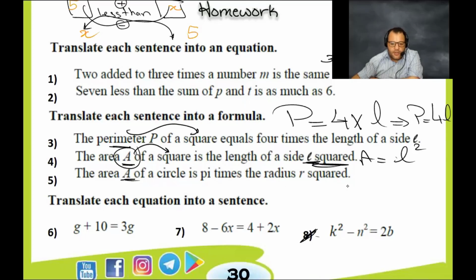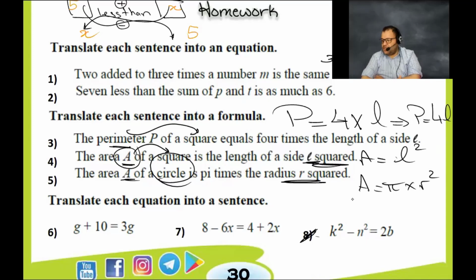The area of a circle is pi times radius squared. Pi r squared. This is the formula that we have. You understand this one? Is that clear now? Any problem for this one? Did you get the idea for this one? Yes.